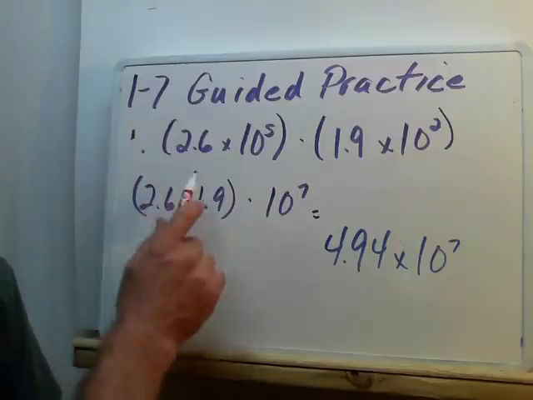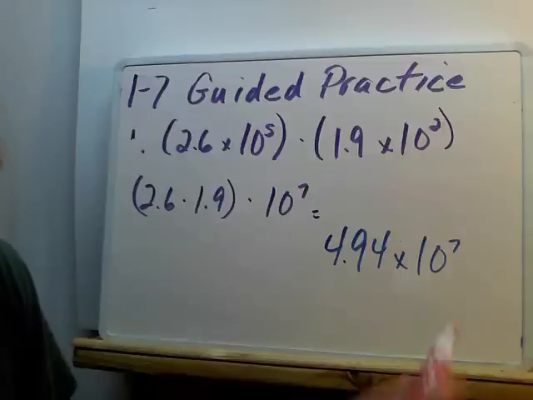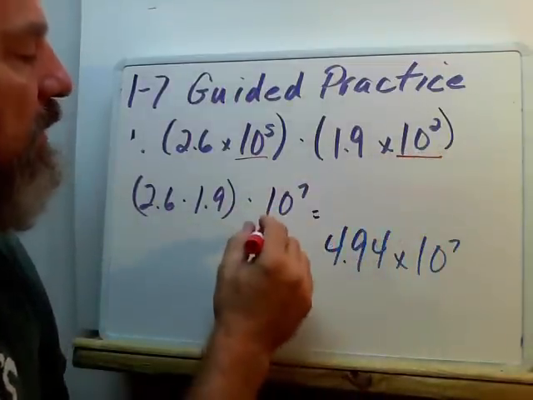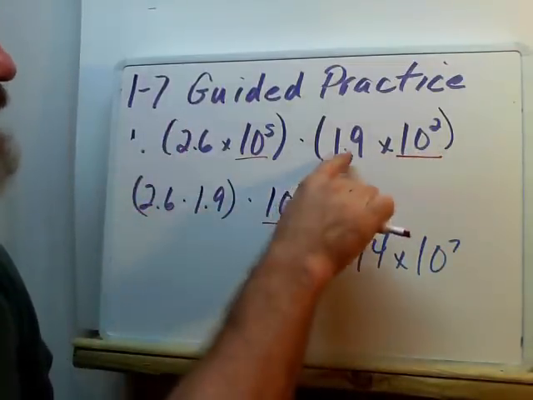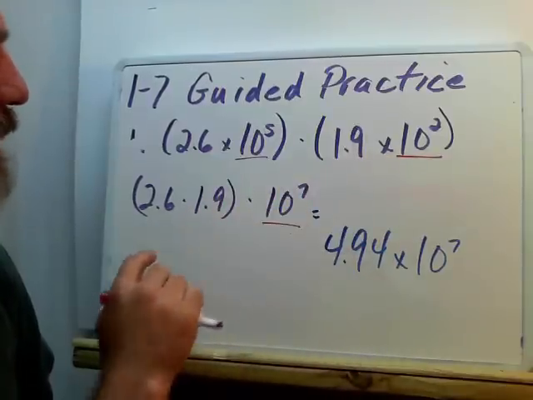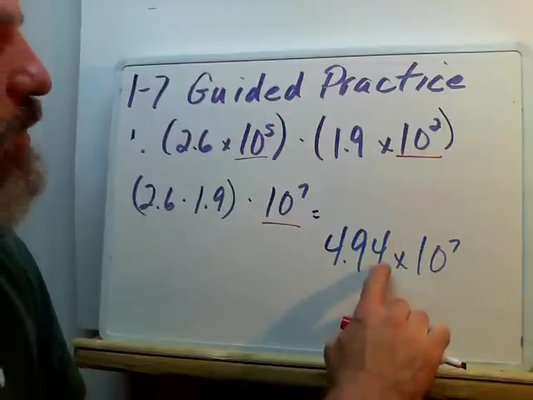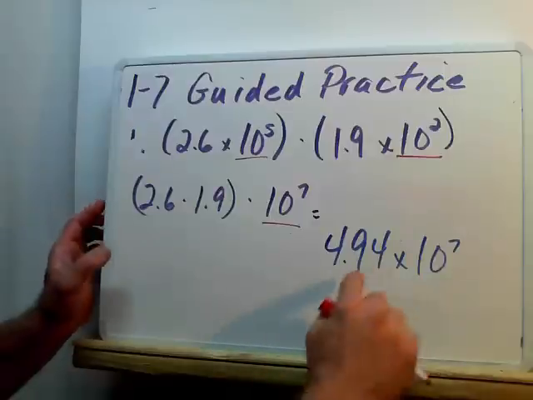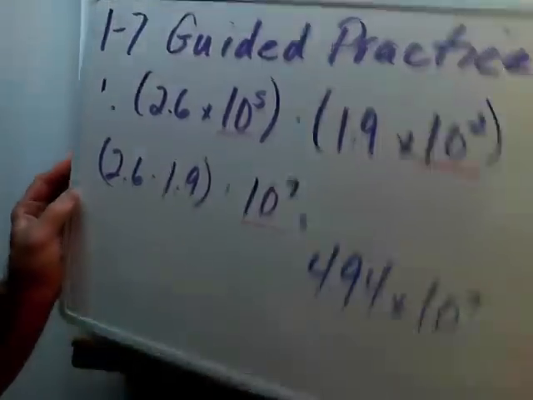Our first problem is 2.6 times 10 to the 5th times the quantity 1.9 times 10 to the 2nd power. We can combine the 10 to the 5th and 10 to the 2nd power. That becomes 10 to the 7th. Then all we have to do is multiply 2.6 times 1.9. We get 4.94 times 10 to the 7th. And since we have only a single digit out front, we're complete there.